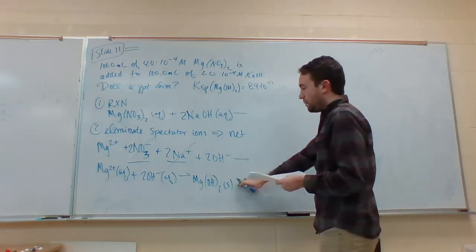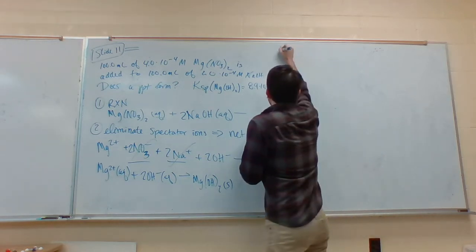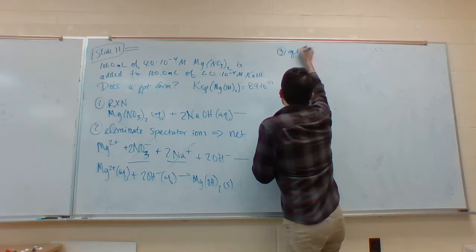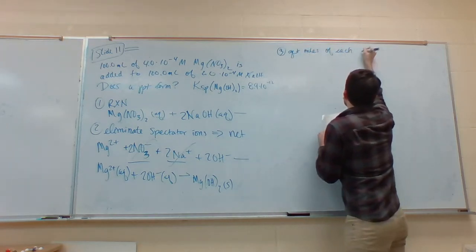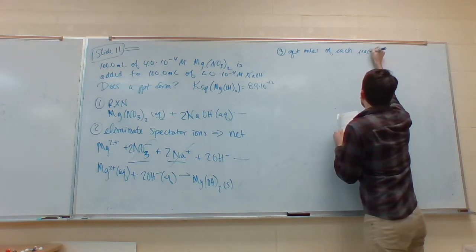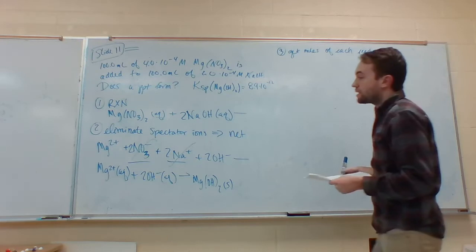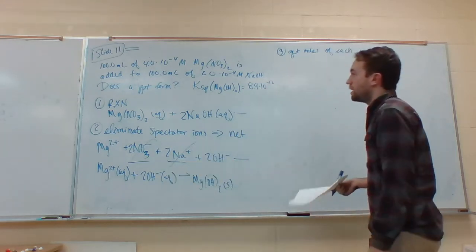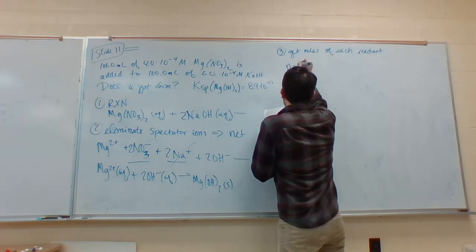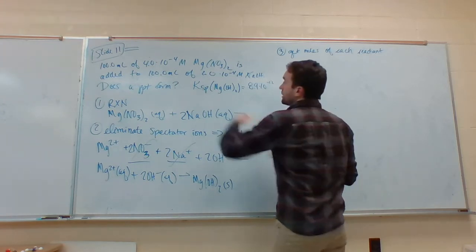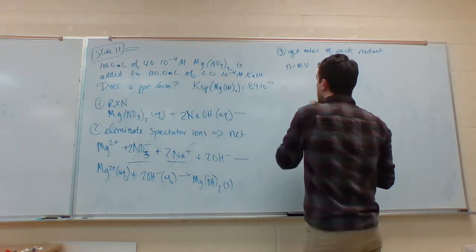All right, so once I've got my net ionic equation, then step 3 is to get the moles of each reagent or reactant. Now, our reactants are going to be magnesium and the hydroxide. So, we have n equals M times V, because I've got the molarities and I've got the volumes of each.